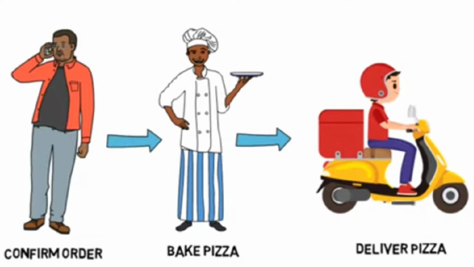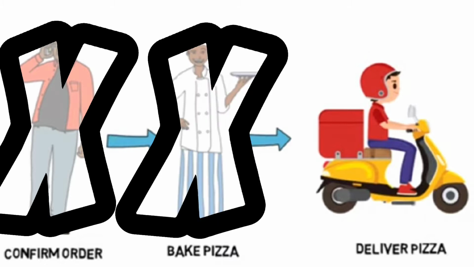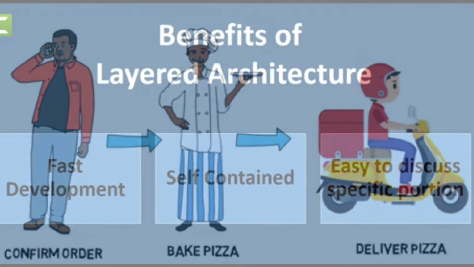Take a look: if the employees of the pizza company did all these functions by themselves, confirming the order, then baking the pizza, and home delivery, it would be difficult. This is why layered architecture is important to understand.